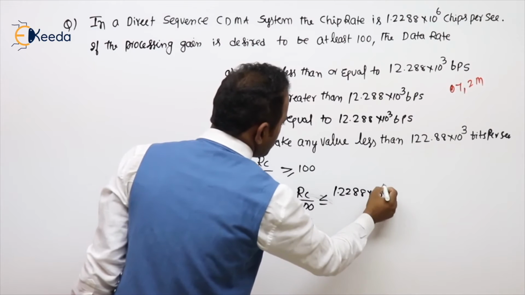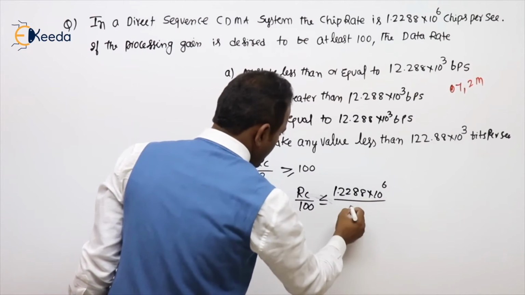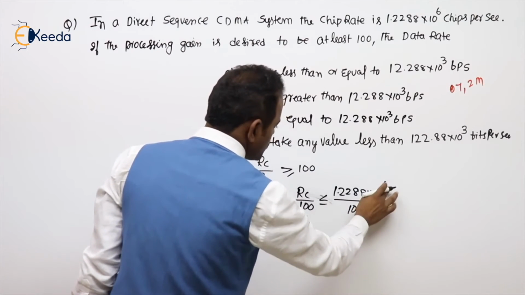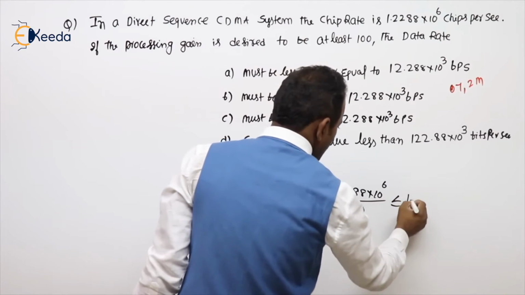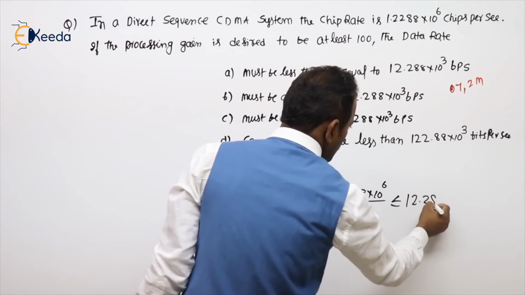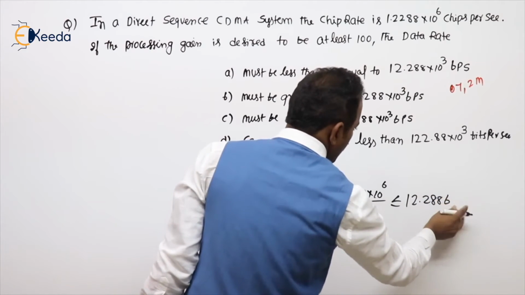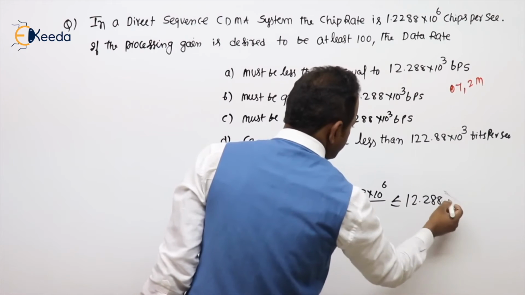1.2288 into 10 power 6 divided by 100. 100 means 2 zeros will be gone, so 10 power 4. You can write the 1 and 0 this side. So less than or equal to 12.288, I can say into 10 power 3.